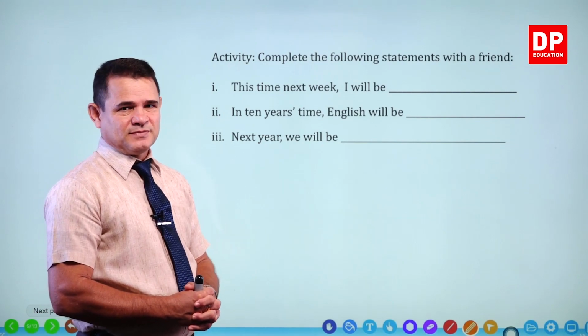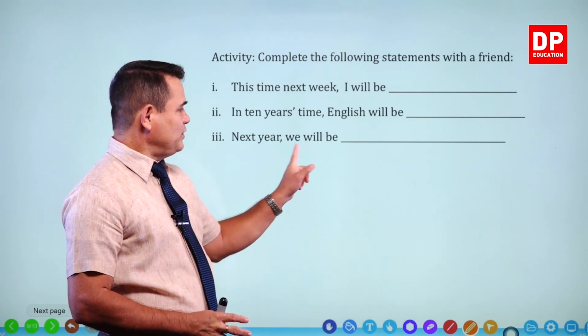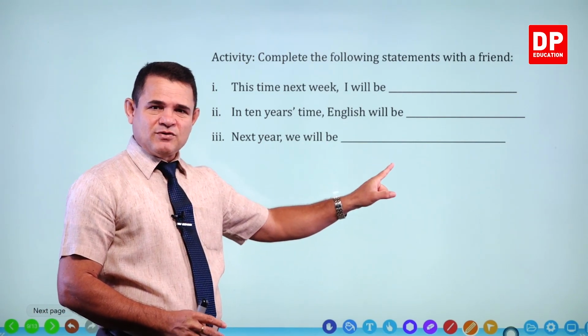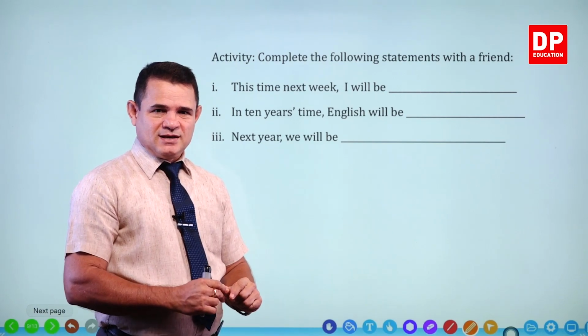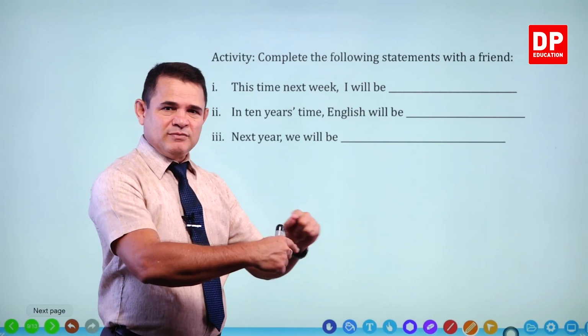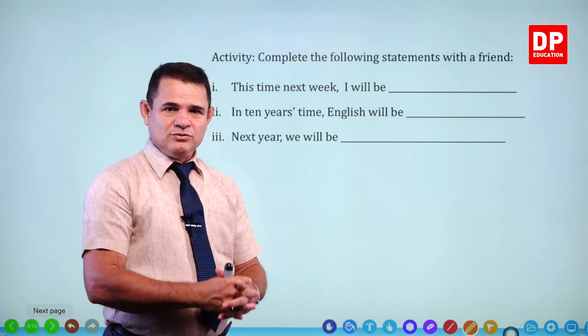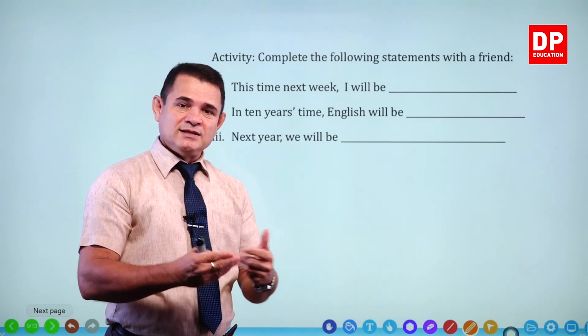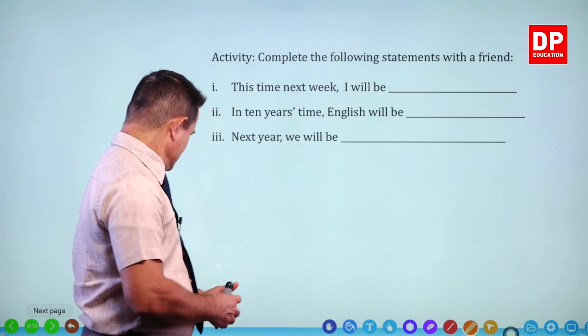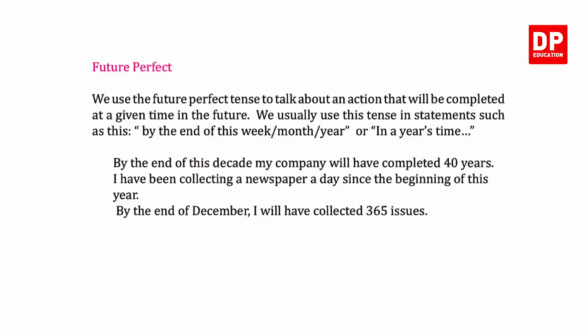Future continuous. Remember once again, will be plus ing form of the verb. ඒ කියන්නේ අනාගතයේ සිදු වෙමින් තියෙන දෙයක්. සිදු වෙමින් තියෙවි කියලා ඔයා හිතන දෙයක්. Okay. Next one, future perfect.